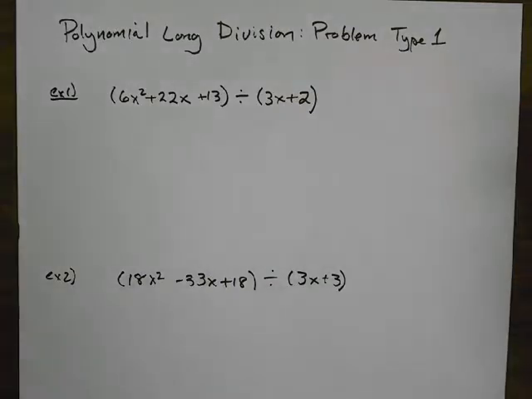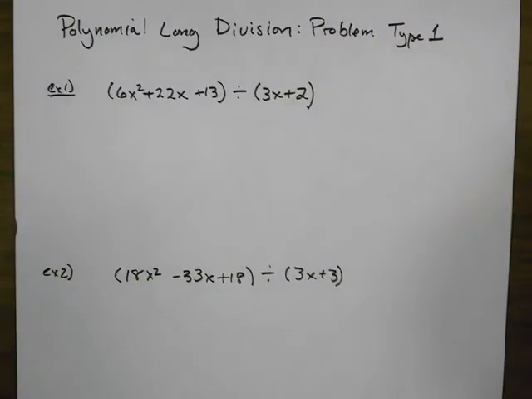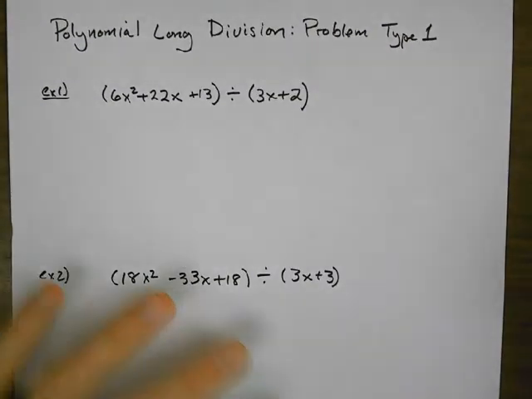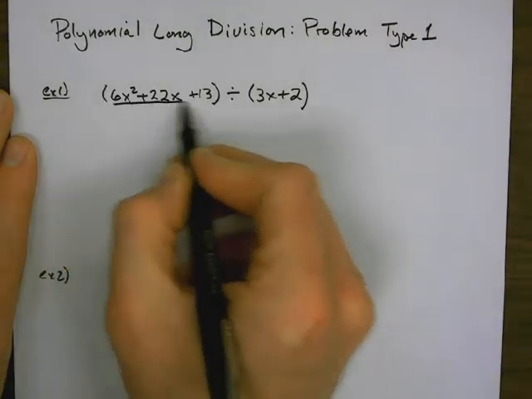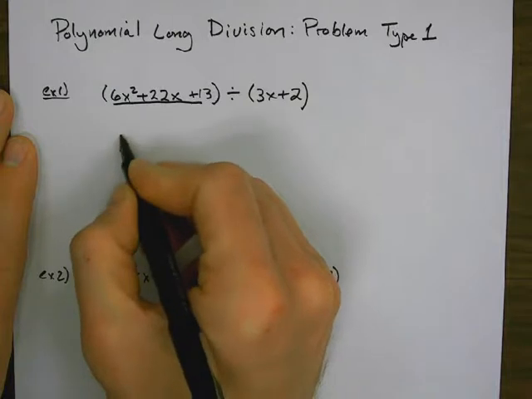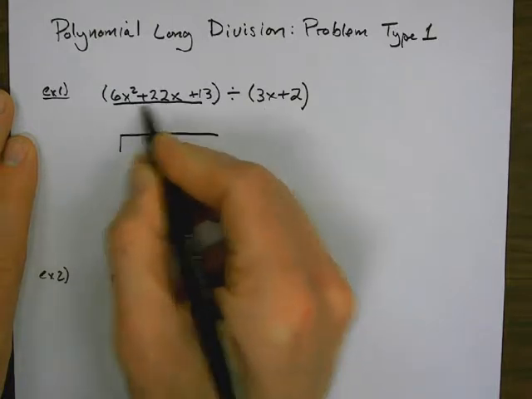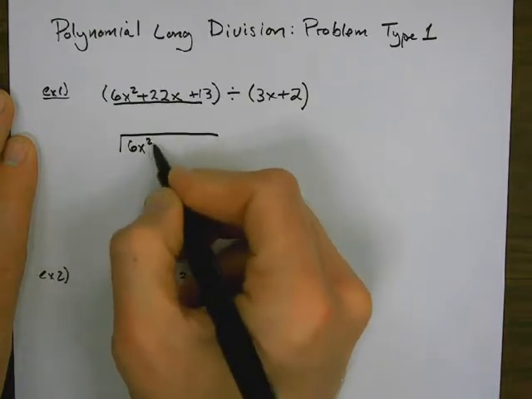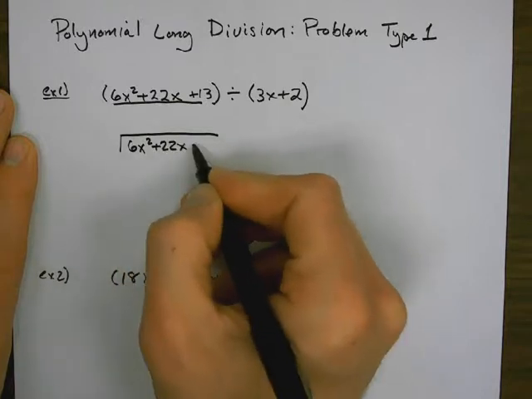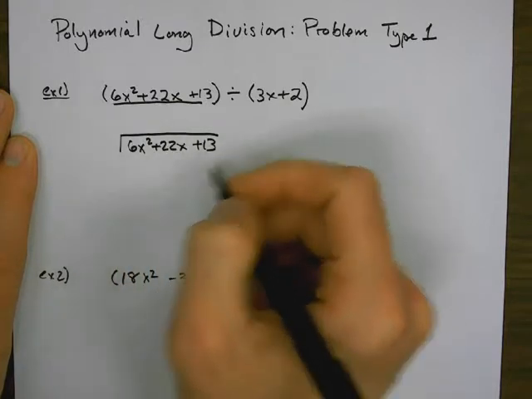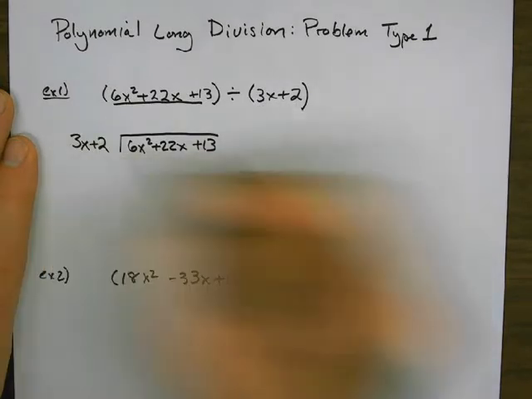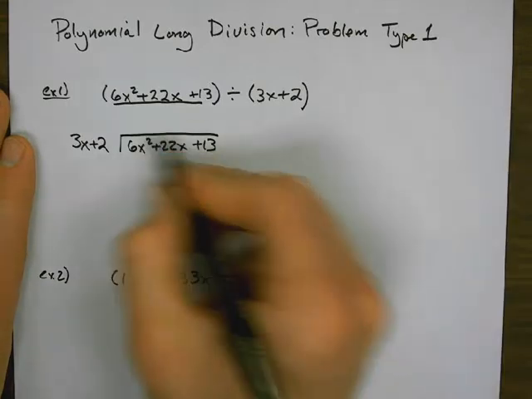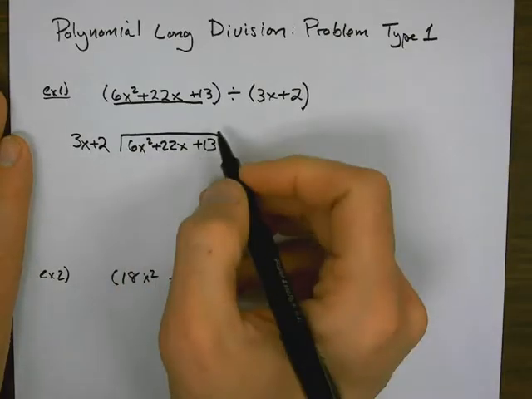Okay, here we're going to look at polynomial long division, problem type 1. So polynomial long division works just like long division works for numbers, where you have to set the dividend, what you're dividing, inside kind of like a long division bar. So I'm going to set that up as 6x squared plus 22x plus 13 inside. The divisor, 3x plus 2, goes on the outside. And then our quotient will end up going up here.